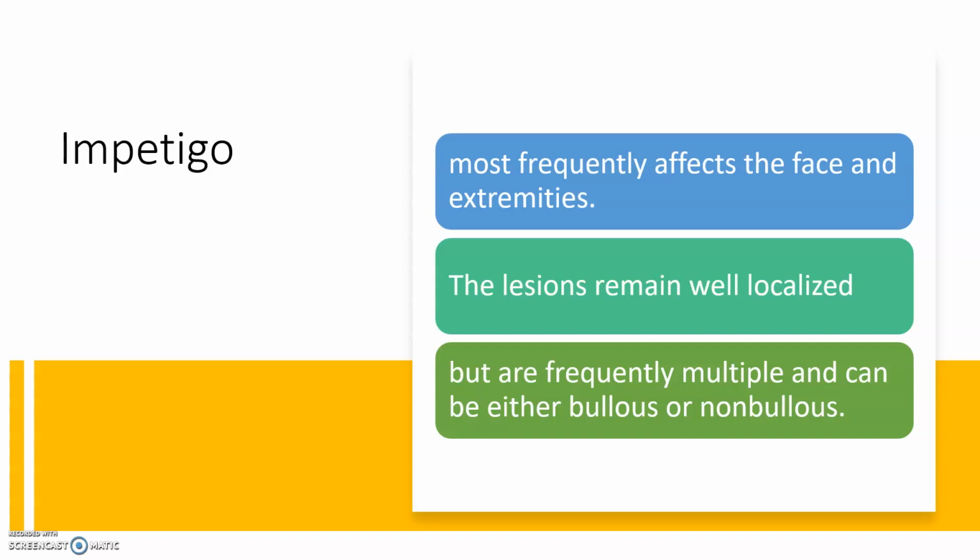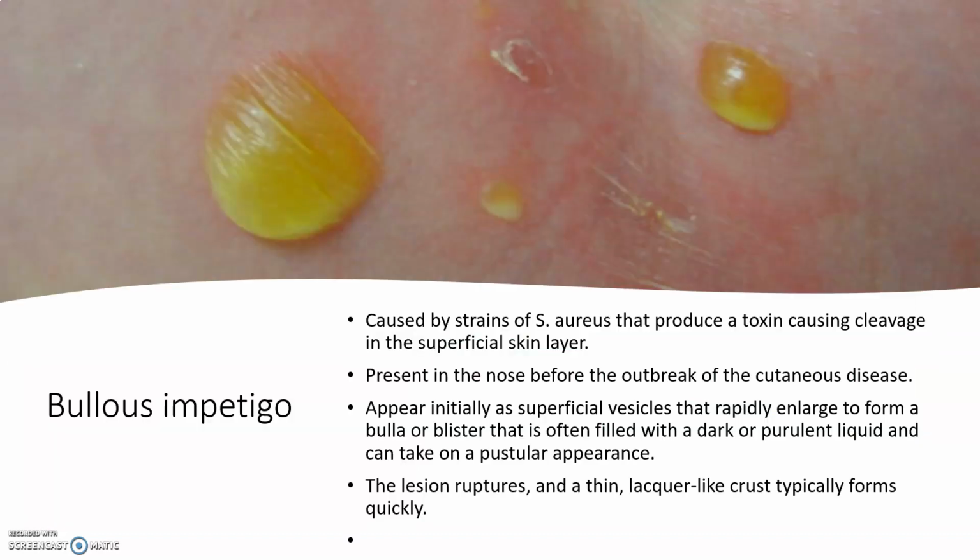The lesions remain well localized, but are frequently multiple and can be either bullous or non-bullous. So let's take a look at these types of impetigo. For bullous impetigo, this is caused by a strain of Staphylococcus aureus that produces a toxin which affects the superficial layer of the skin. This is normally present in the nose before it breaks out in the subcutaneous disease.